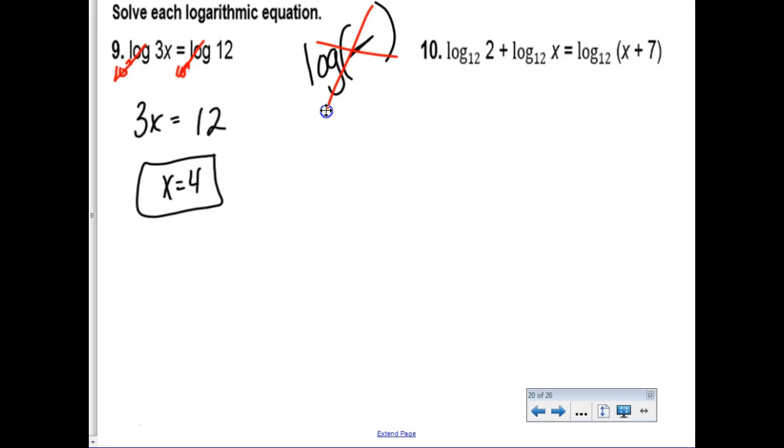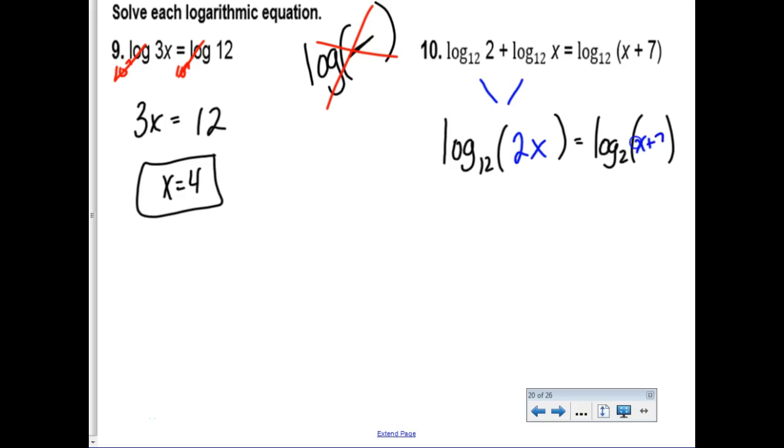We got to watch out for that. Oh, 10's fun. You cannot exponentiate until you have a singular logarithm on each side and they are combined, and there's no 2 logs on one side. So you have to use your properties of logarithms to condense these back together. This becomes log base 12 of, you're supposed to multiply these together, so it's 2x, good. And it equals log base 12 of x plus 7.